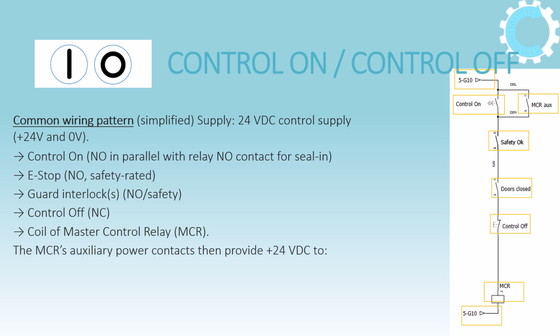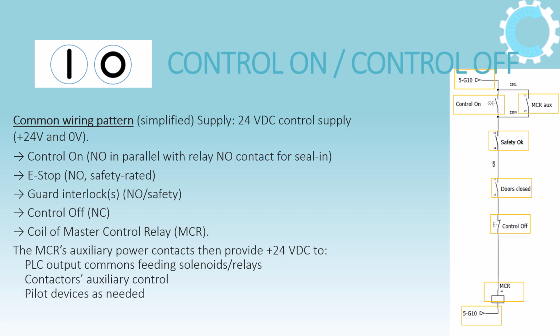The MCR's auxiliary power contacts then provide plus 24 volts DC to the following groups: the PLC output commons feeding solenoids and relays, as well as the contactor's auxiliary control, and also any pilot devices as needed. Last, we should know that the control chain to the MCR is usually hardwired, so loss of logic at PLC level cannot leave actuators energized. Even though usually the buttons are also read as PLC inputs, so the PLC knows the operator pressed an on or off button.